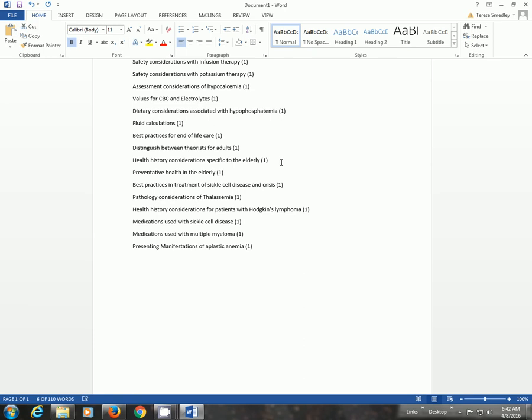Okay, presenting manifestations of aplastic anemia. What do these patients present with, what can cause aplastic anemia. These are the things that you need to look for with these. If you will just concentrate on these areas, you should do very well on my portion of the test.